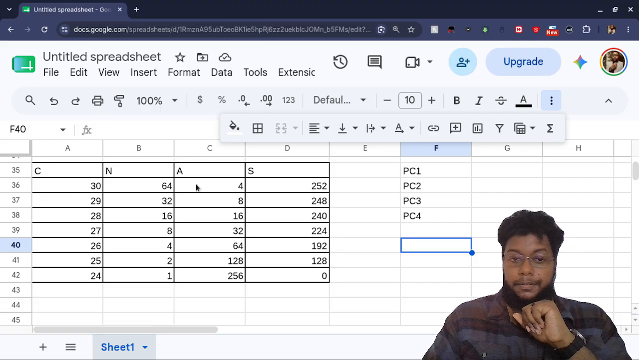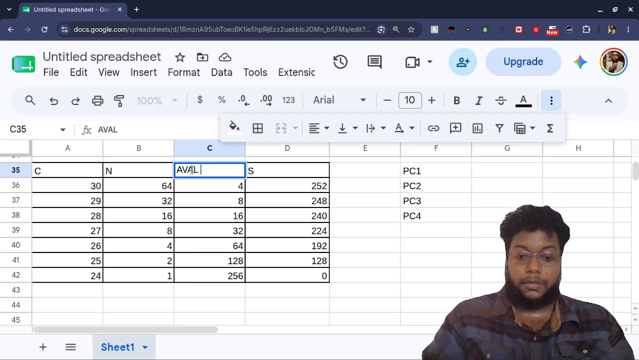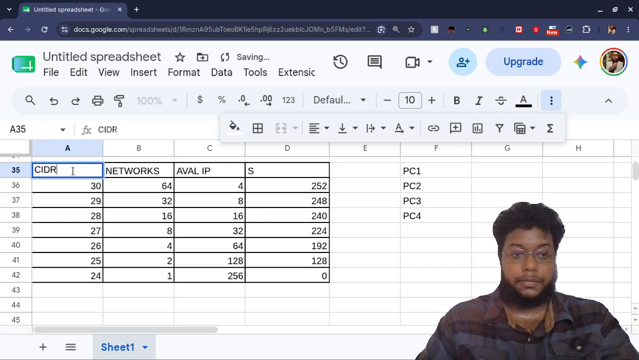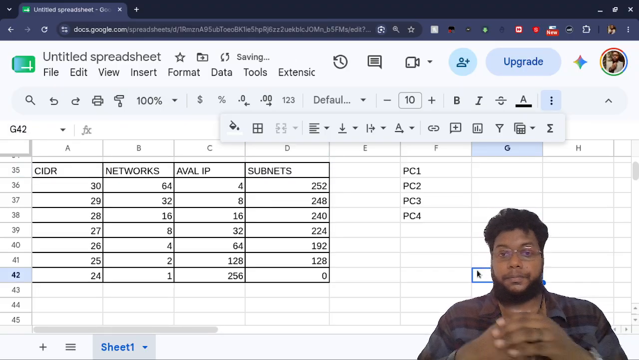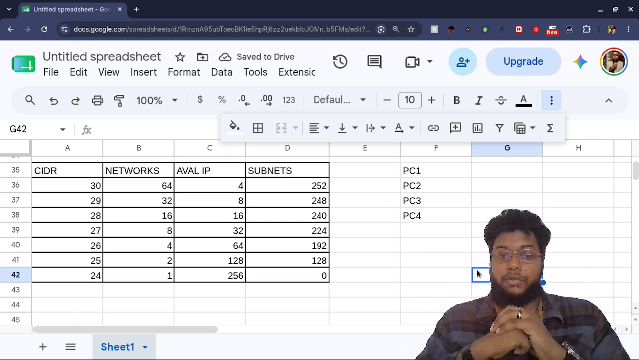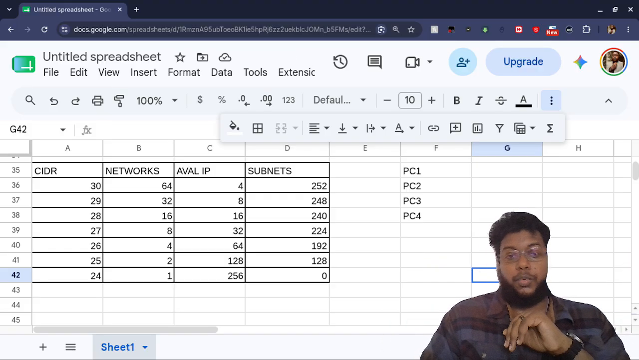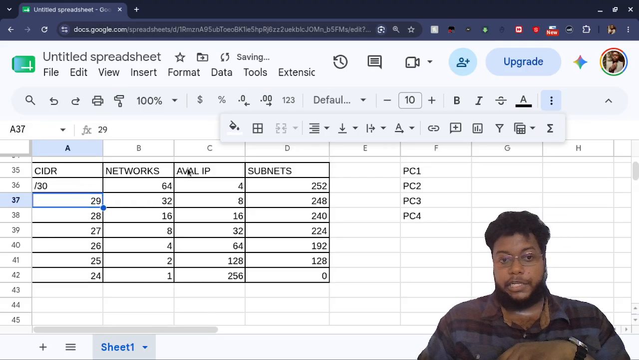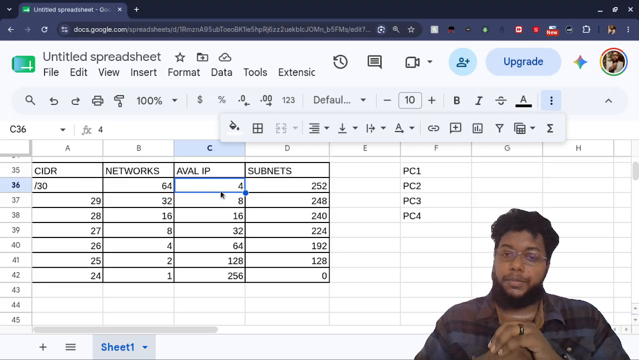Remember what this is. Remember what A is. A is available IPs. These are the networks, this is CIDR notation, and these are the subnet masks. What range would you recommend to me? What CIDR would you say is the best? Would you say, well, /30 has 4 available IPs, so I think that's good enough? You would be wrong.